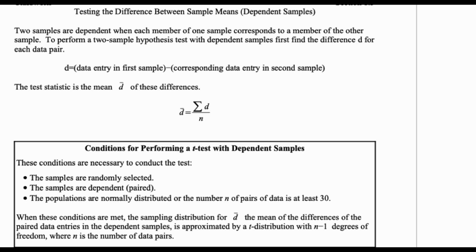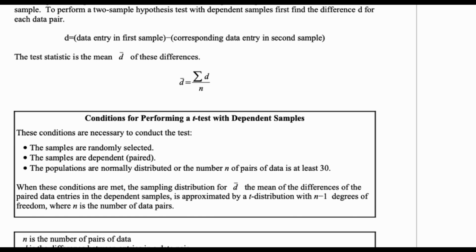So what are the conditions we need? We need the samples to be randomly selected. The samples will be dependent paired samples. We also want the populations to be normally distributed, or the number of pairs to be at least 30.